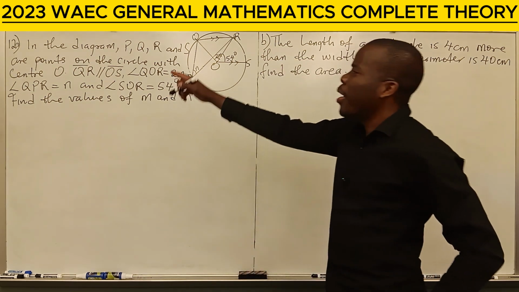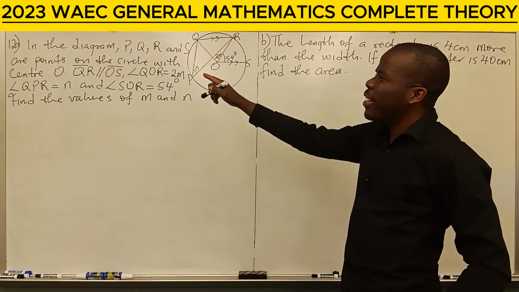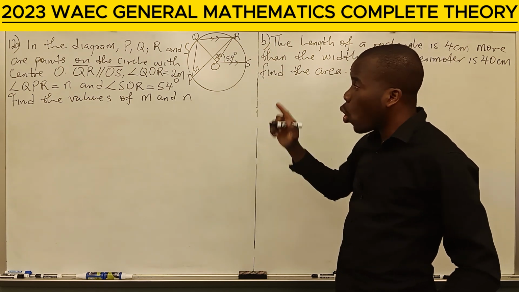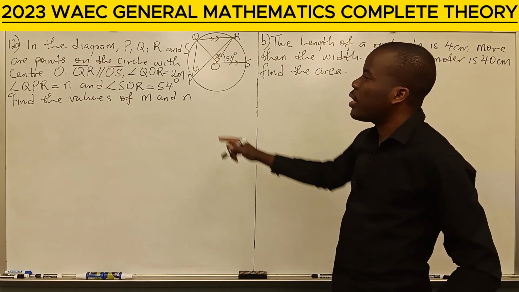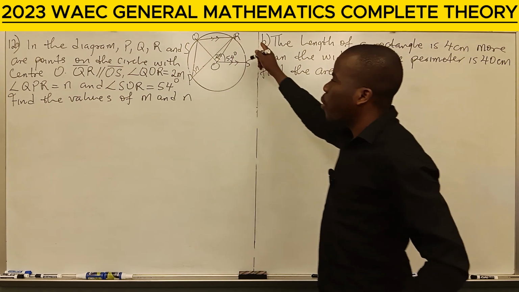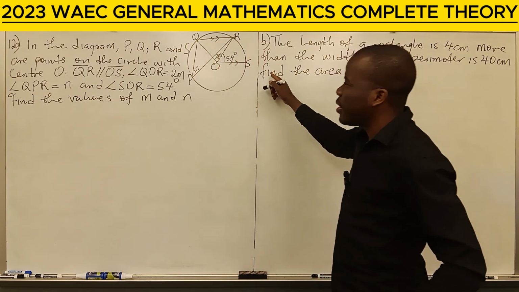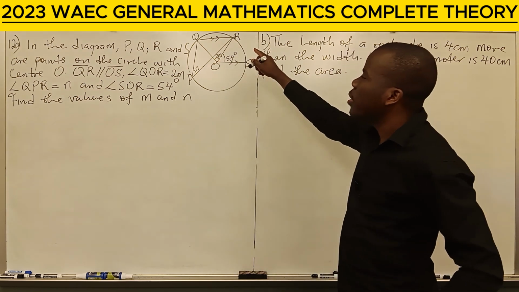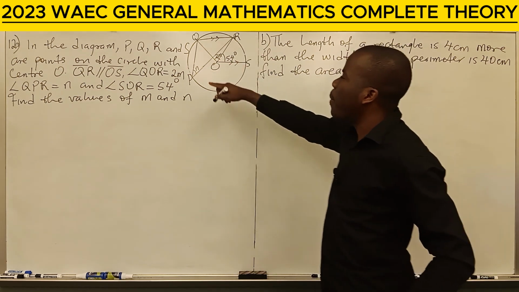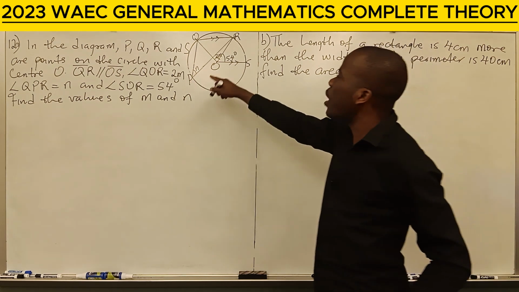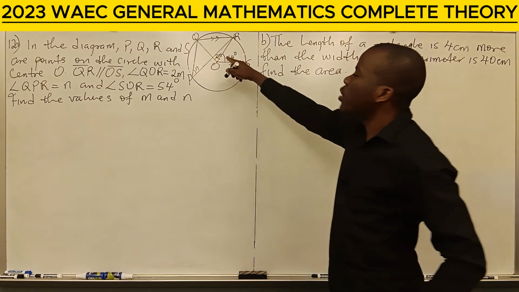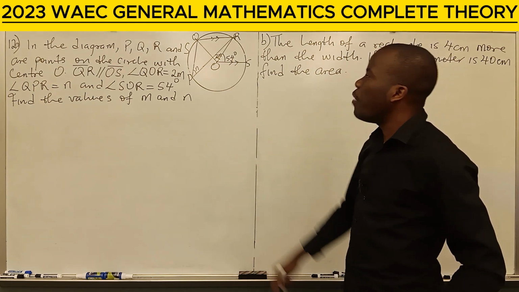Question 12a says, in the diagram, P, Q, R, X are points on the circle with center O. QR is parallel to OS, angle QOR is 2M, angle QPR is N, and angle SOR is 54. Find the values of M and N.